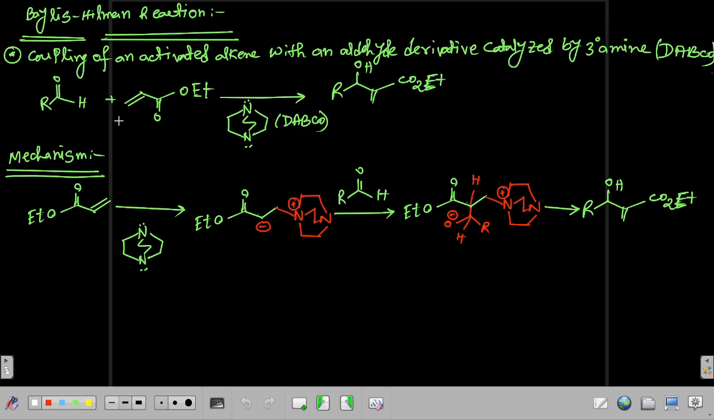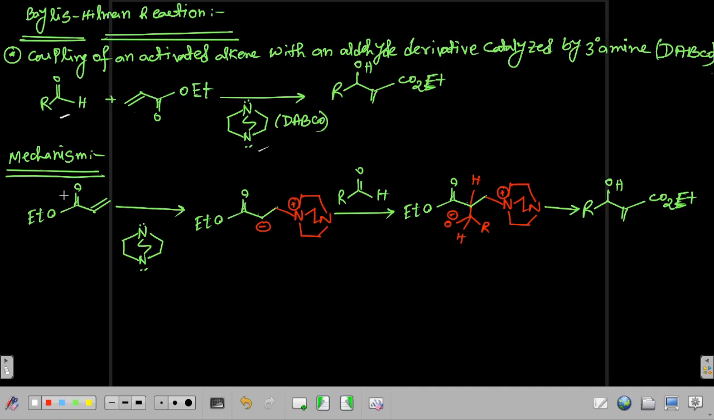In this reaction, this is a coupling reaction between an aldehyde or ketone and an activated alkene in presence of DABCO as a catalyst. This is an activated alkene because this alkene is activated by this carbonyl group. It is known as activated carbonyl. So it will give this coupling product.